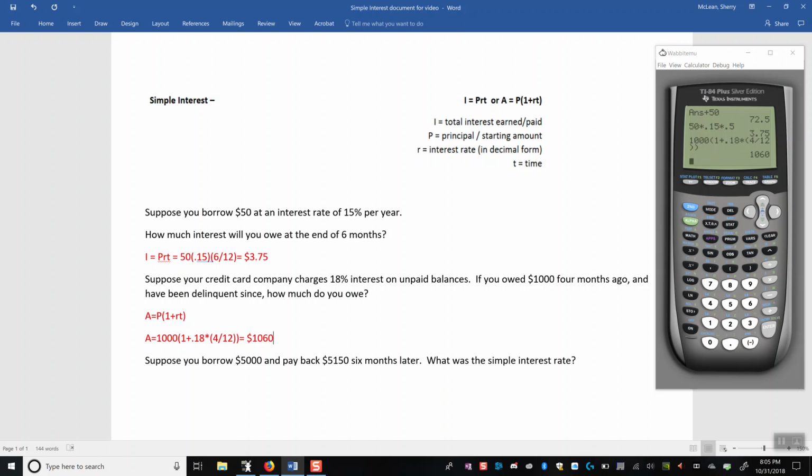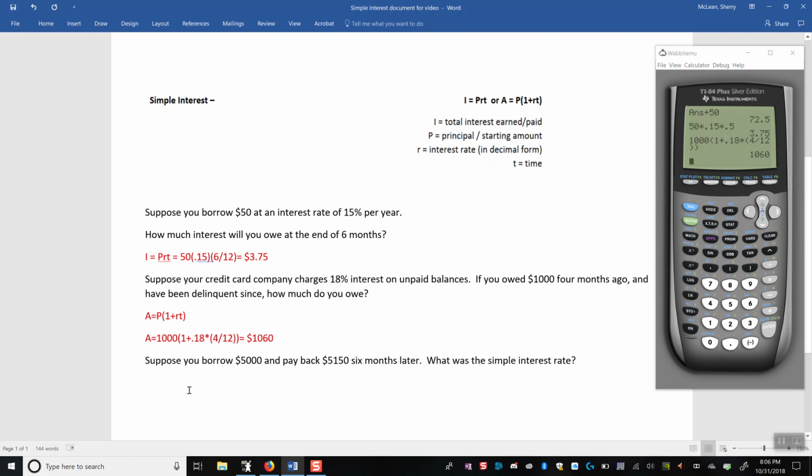Keep in mind in this case that this 18% interest, it didn't tell us that it was an 18% interest per year. However, it's automatically assumed and implied to be annual or per year interest rates unless it's specifically told otherwise.